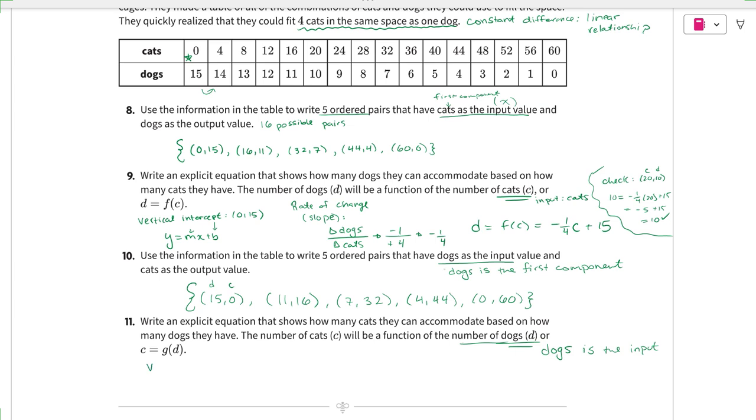Once again, we actually already know our vertical intercept. And I'm not calling it y-intercept right now, simply because there's no y's in this equation. We have c's and d's. So our vertical intercept, right, that's actually over here. This time when dogs is 0. When there's no dogs, there's 60 possible cats. So 0-60.